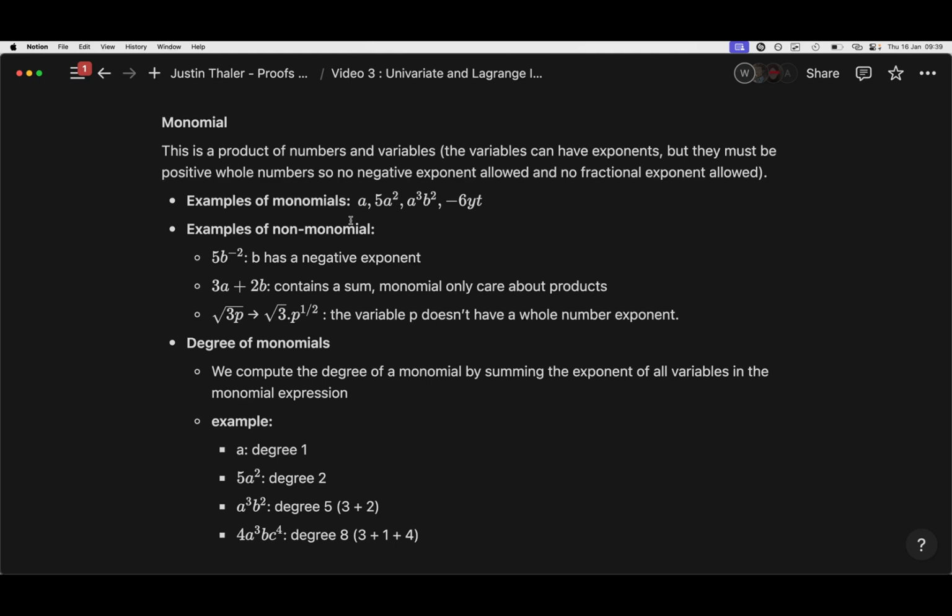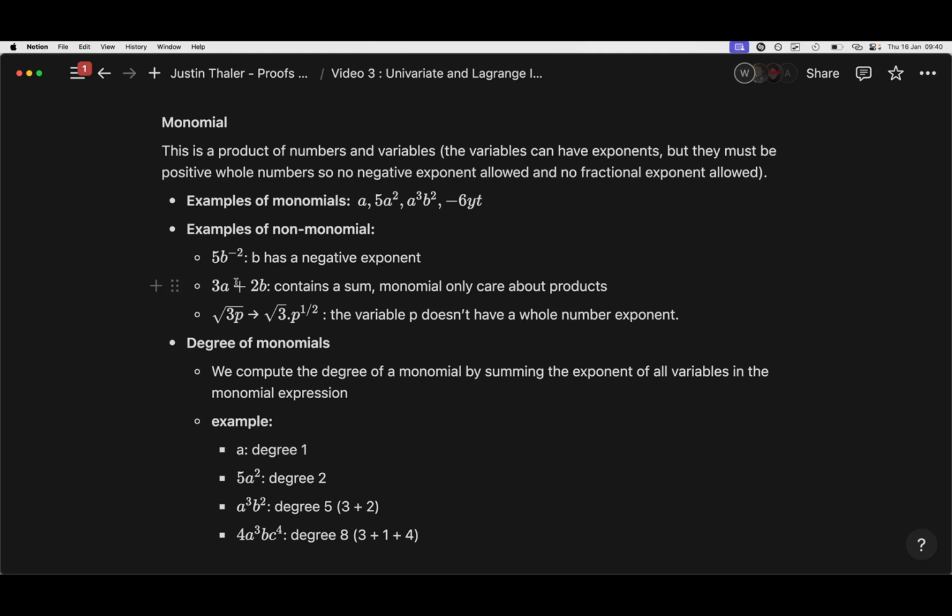The variables can also have exponents. So you can do 2 times a squared, which compresses down to 2a squared. But monomials can only have whole number exponents. So you can't have, for example, b raised to the power of minus 2, because this is not a positive exponent.